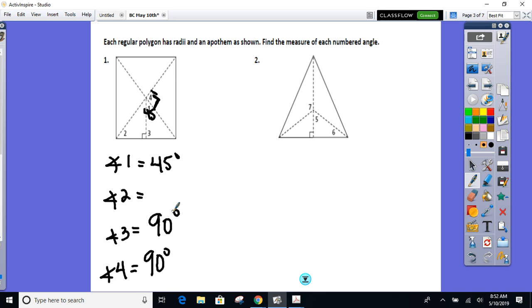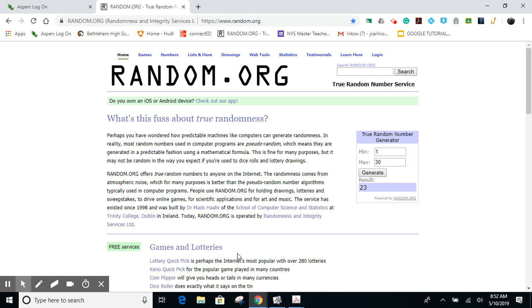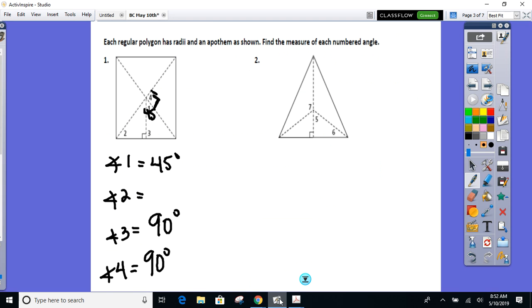And then finally, what about 2? 45. Oh, look what we're creating, huh? Our 45, 45, 90 triangles might have to do something with them. Let's go to the equilateral triangle now. Equilateral triangle. 5, 6, and 7. I'll go 7 first.